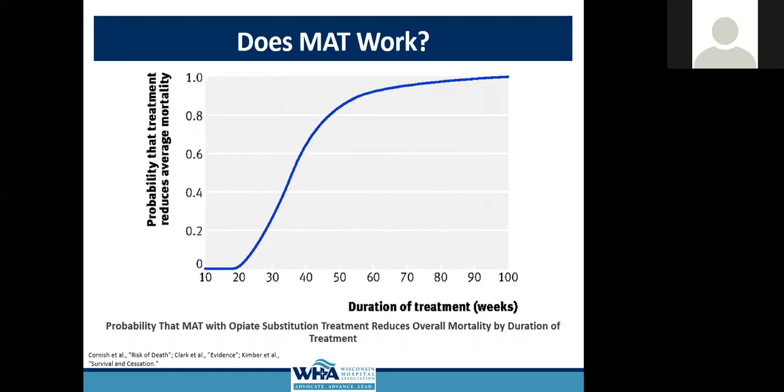Consequently, they also saw dramatic drops in drug-related comorbidities, including a drop in HIV rates from 25% to 6% among IV drug users. Again, MAT works.